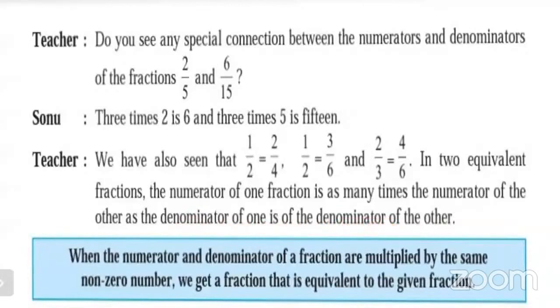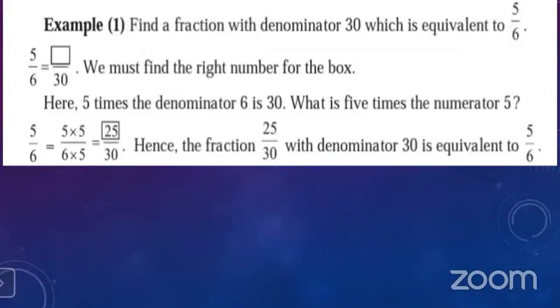Isn't it? So let us see this with an example. Look at here. Here is the first example. Find a fraction with denominator 30, which is equivalent to 5 upon 6. Okay, so here 5 upon 6 is equal to, here is given an empty box and the denominator is given as 30.